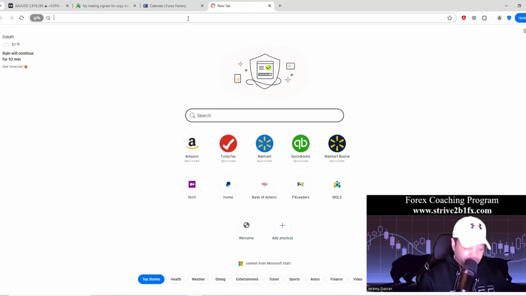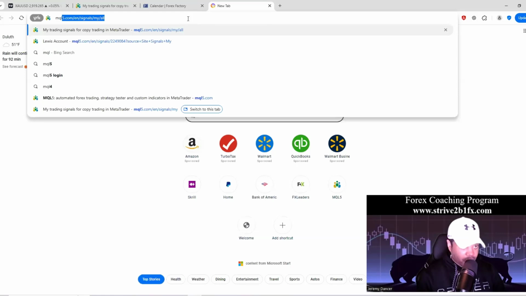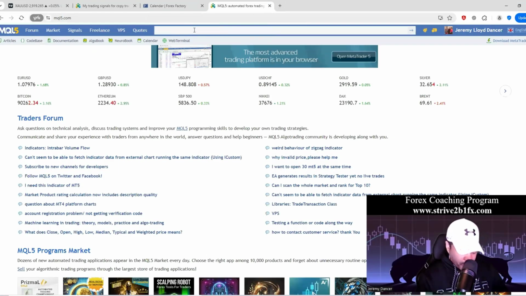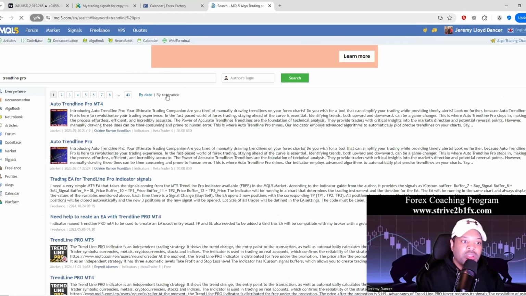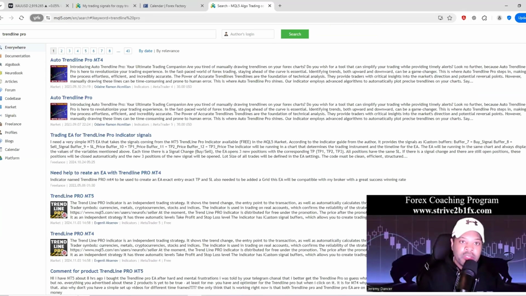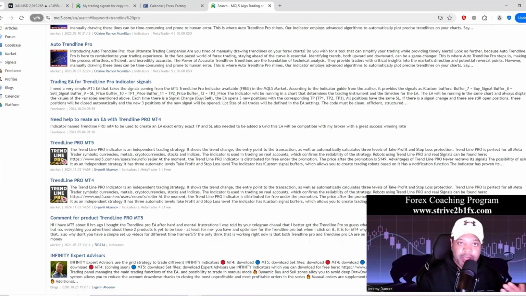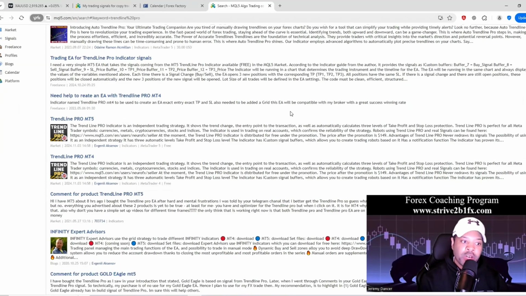So if you go to MQL5, and then in the search, just type in Trendline Pro. You're going to see a couple pop up. So you can use this for auto trading, and you can use it as an indicator. So you can use it as an expert advisor if you want to have it as a bot, or just the indicator. All right. So you have two options.